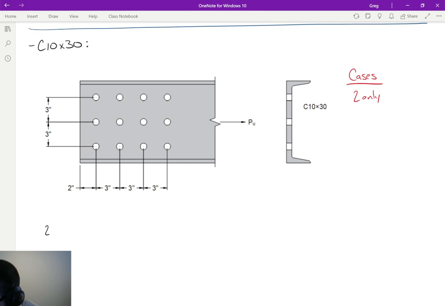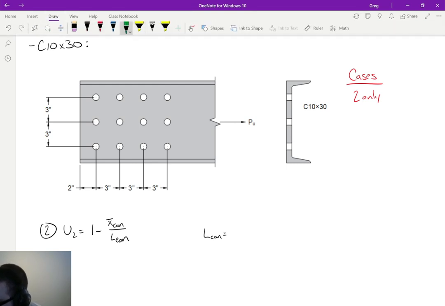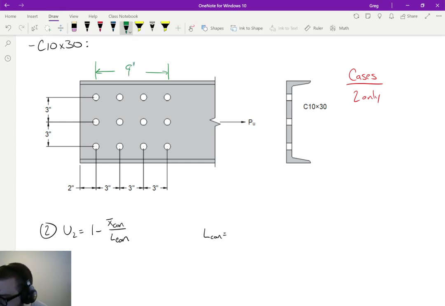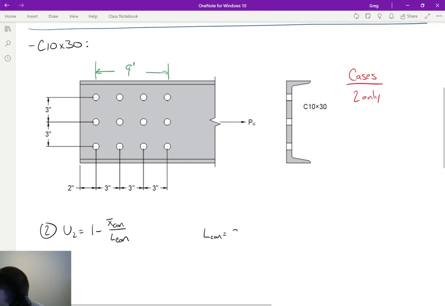All right, and so case 2: U is 1 minus x-bar over L sub c. L sub c is easy, because L sub c is the distance from the outside bolt to the outside bolt. So what is this dimension here? Well, it's 3 plus 6, that's 9 inches. So L sub c is 9 inches. That's easy.